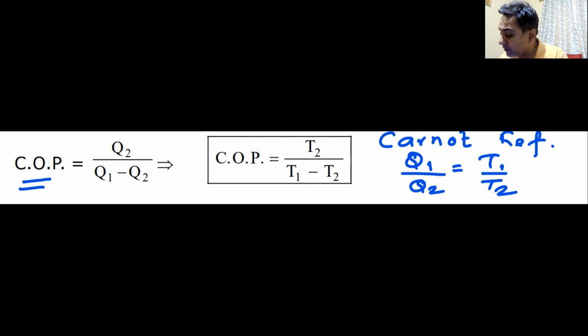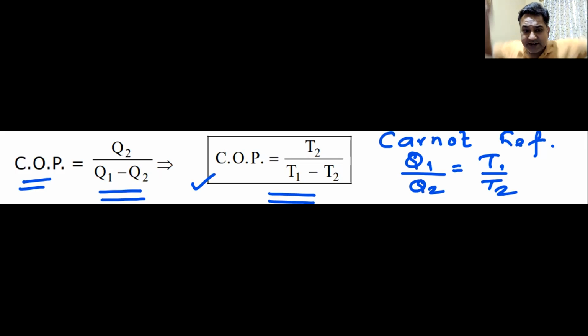So the actual formula for coefficient of performance is Q2 upon Q1 minus Q2. This formula is valid for all refrigerators. But for a Carnot refrigerator, the formula can be written as T2 upon T1 minus T2. How did I get this formula? Because I have put Q1 by Q2 as T1 by T2, and therefore I have the formula for Carnot refrigerator.